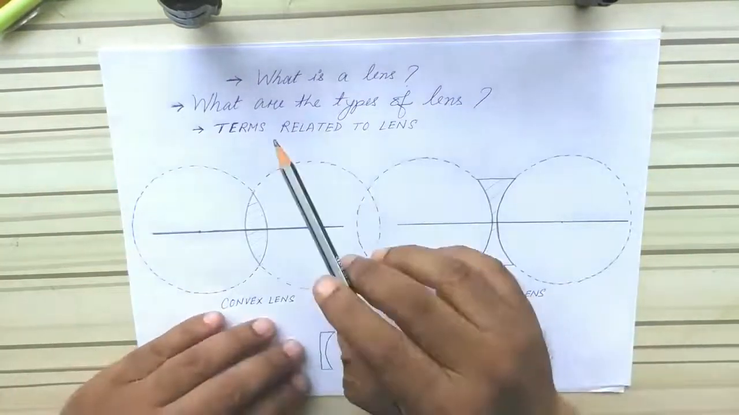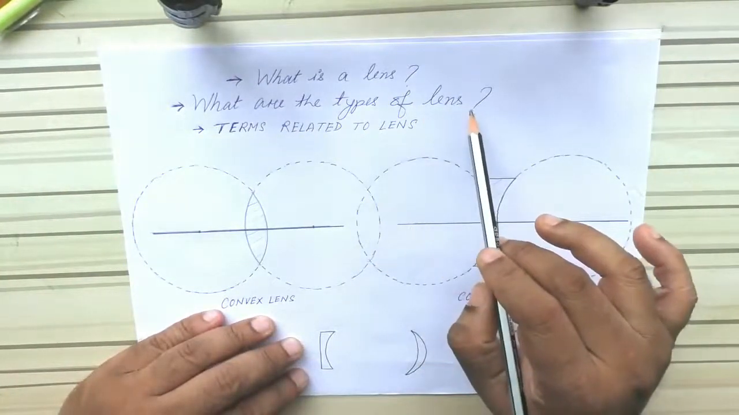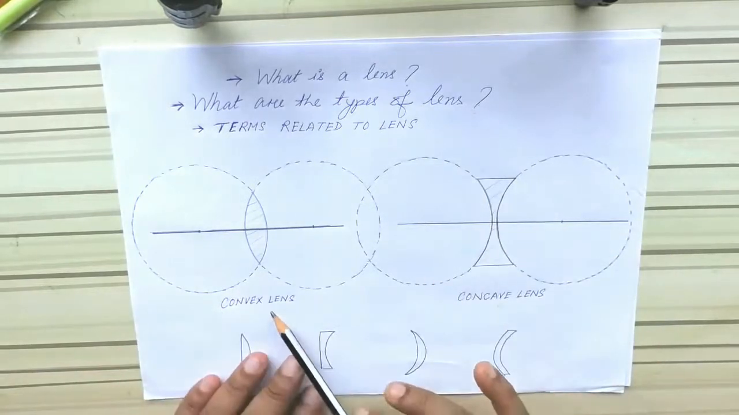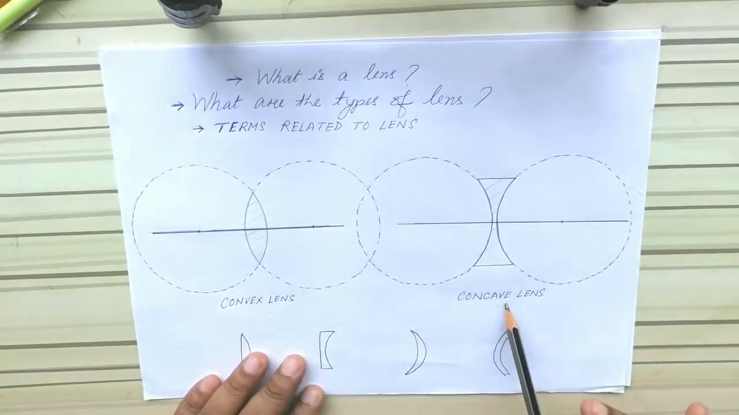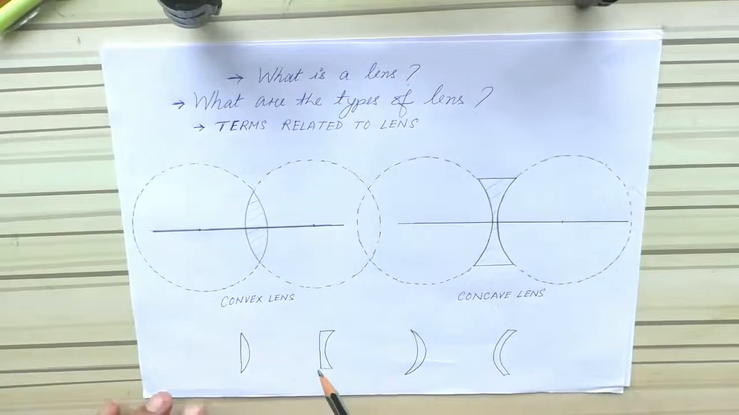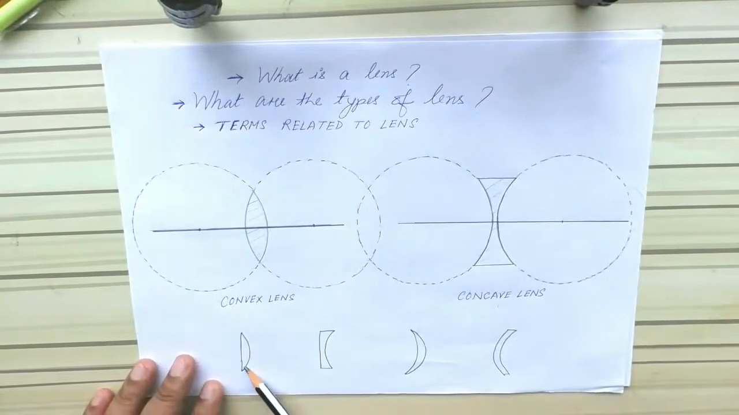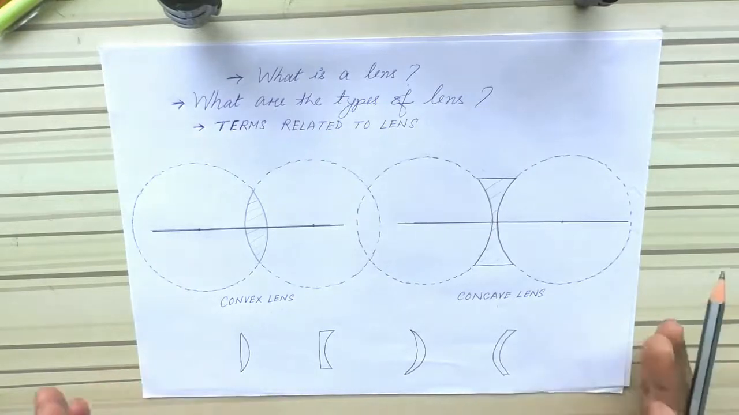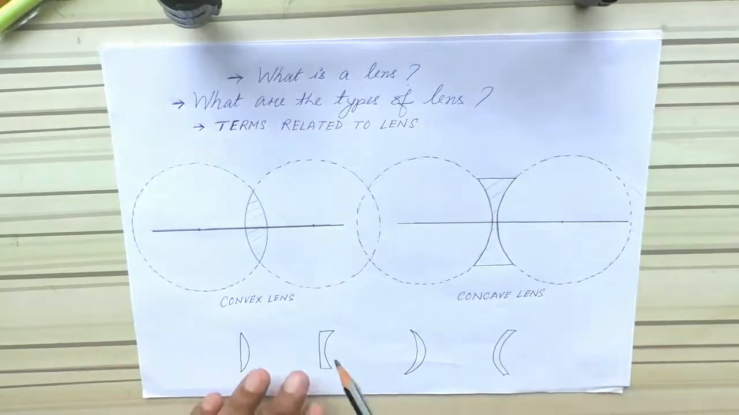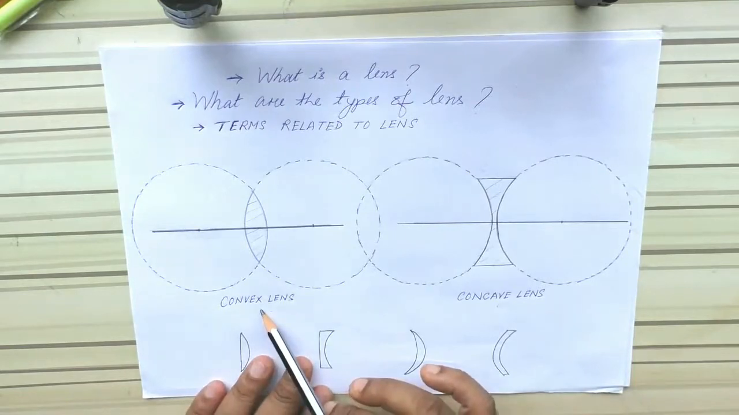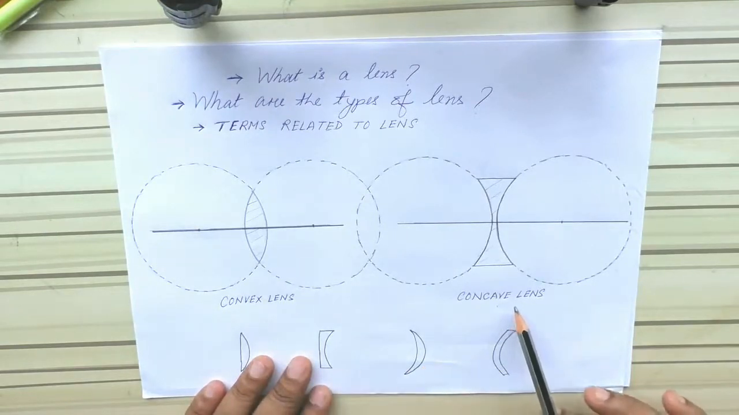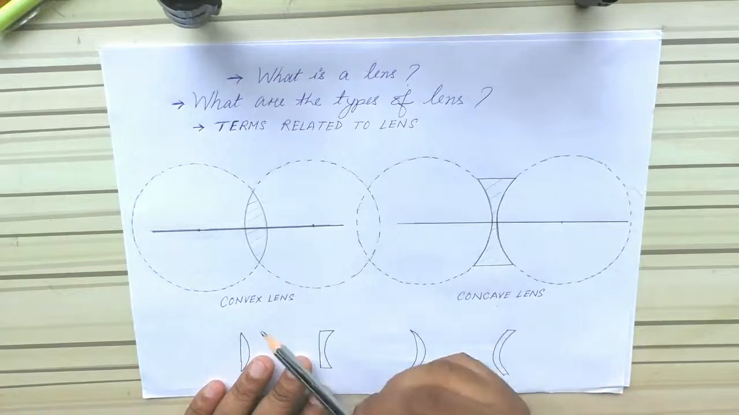Now if I ask you what are the different types of lens, the simple answer: convex lens and concave lens. But there are many other types of lenses, like plano-convex lens, plano-concave lens, convexo-concave lens, and concavo-convex lens. But in class 10 we will discuss mainly two types of lens: convex lens and concave lens.